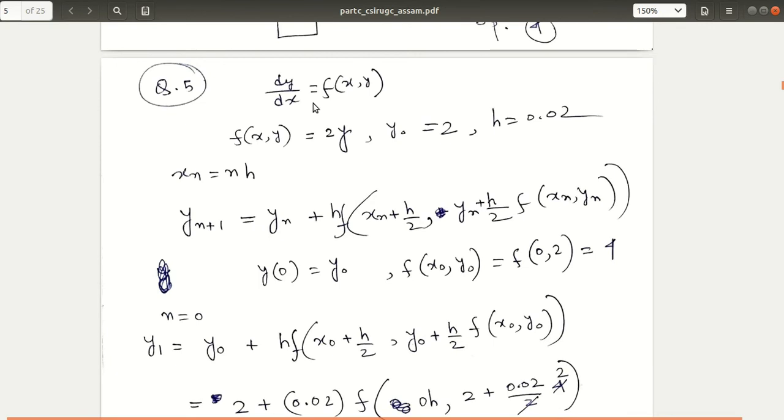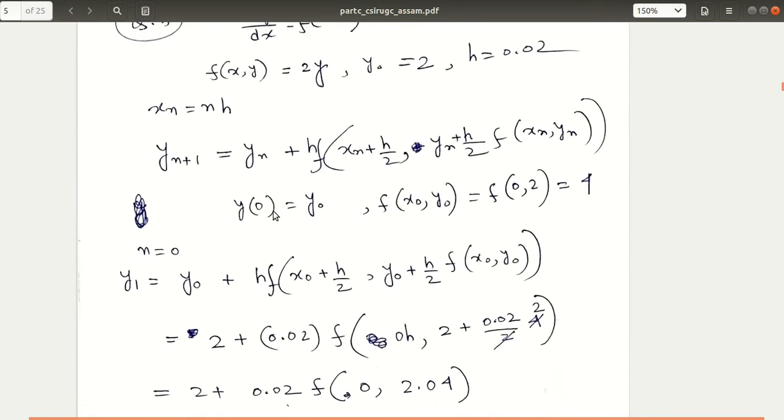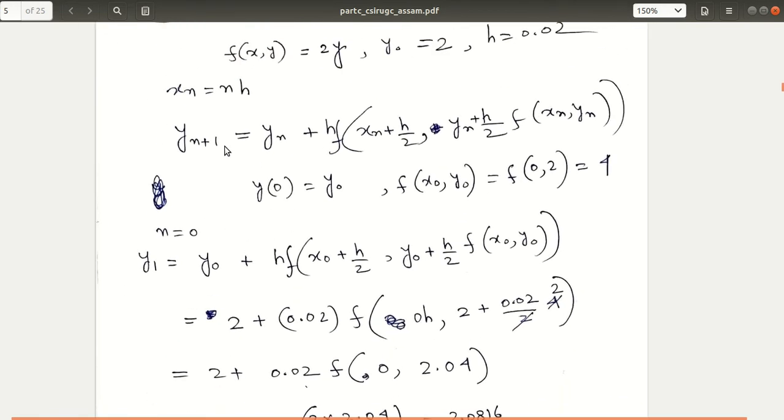So we have the function dy by dx is f of x comma y, and f of x comma y is 2y, and y0 is given as 2, and h is 0.02, and xn is nh. So now y(n+1) is yn plus h f of (xn plus h by 2, yn plus h by 2 f of xn comma yn). For the first case, y at x equal to 0 is y0, and f of x0 comma y0 is f of 0 comma 2, which is 4.